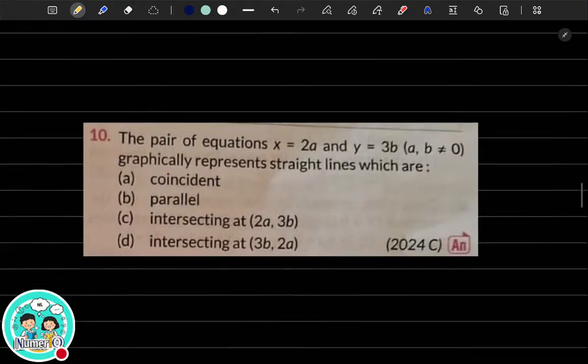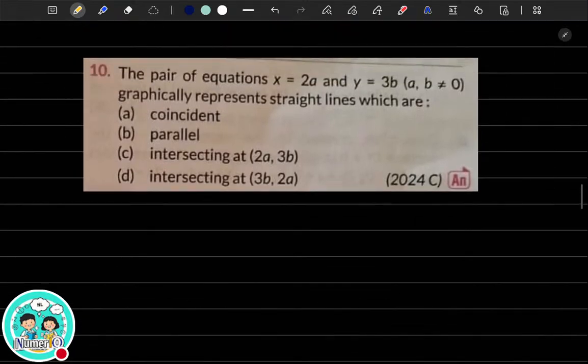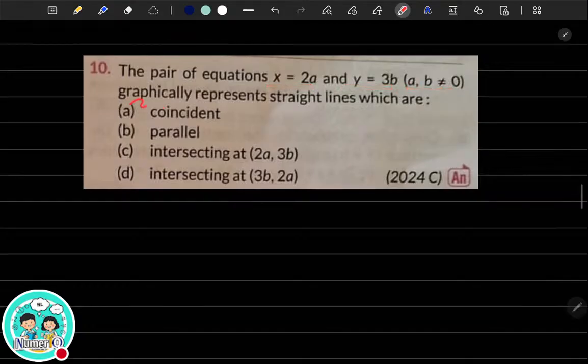Okay, so going on to the next question. Yeah, can you try it out? You are given a pair of equations. Graphically they represent straight lines. The pair of equations x equal to 2a and y equal to 3b, where a, b is not equal to 0, graphically represent straight lines. Are they coincident, are they parallel, are they intersecting at 2a, b? Okay, so what kind of line?